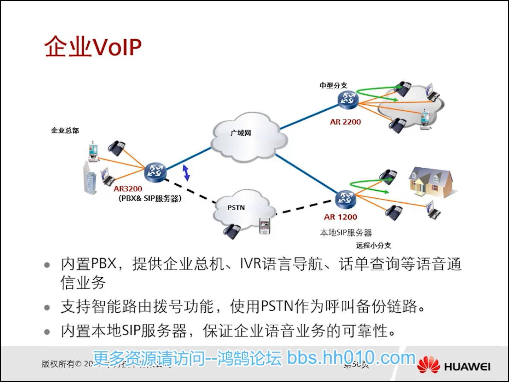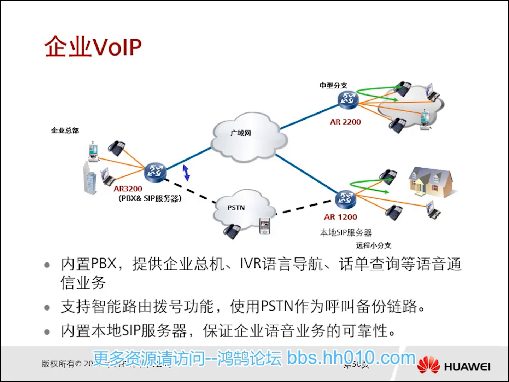Expenditure. When a wide area network WAN failure occurs, you can use our public telephone network as a backup circuit for calls. That is our PSTN. So, when the headquarters SIP server is unreachable, by using the built-in local SIP server, normal communication between branches and the public switched telephone network can be achieved. This way, it can ensure the reliability of enterprise voice services.